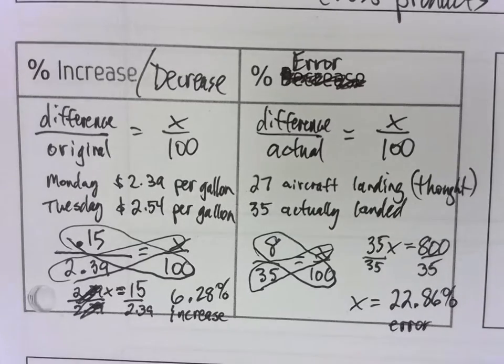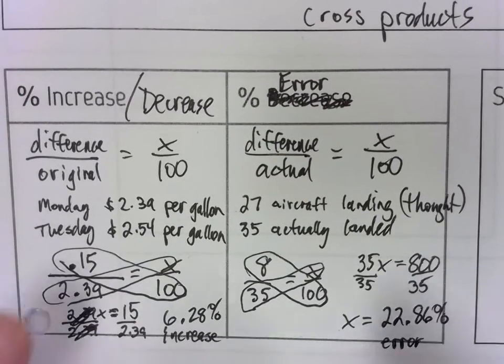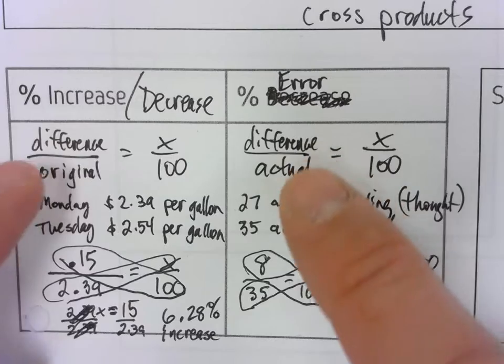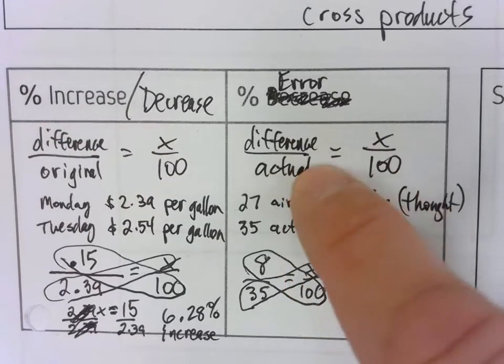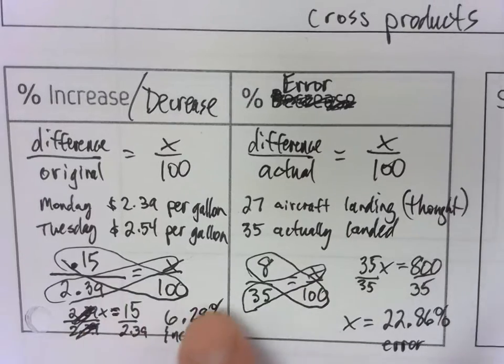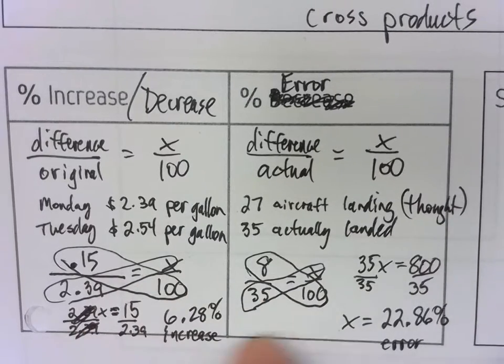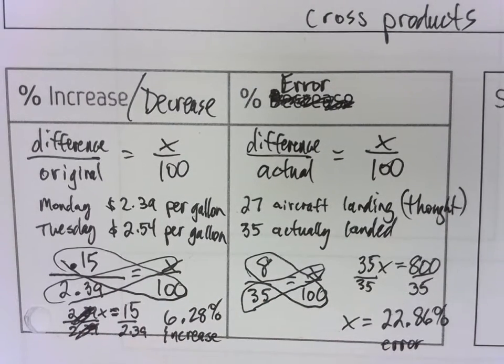All right? So you can see how those are similar. Difference is the first thing you want to do. For this one, it's difference over original. For these ones over here, it's difference divided by actual. Still the same setup. You want to do your cross products, make a little equation, divide it out.